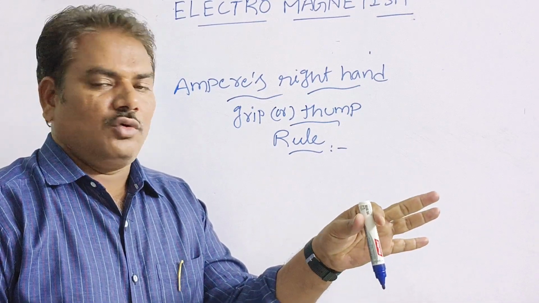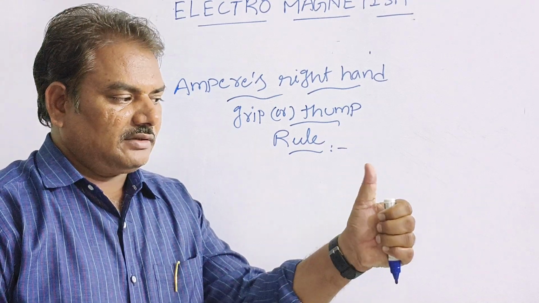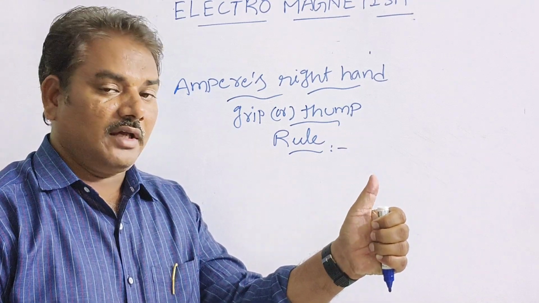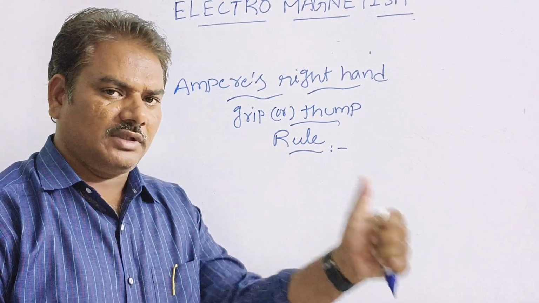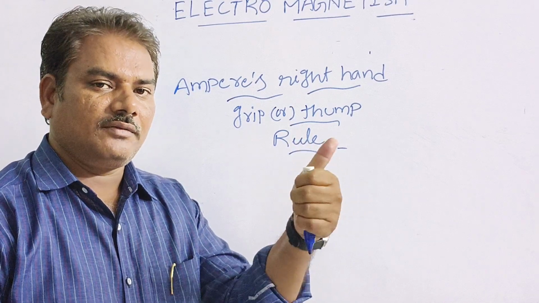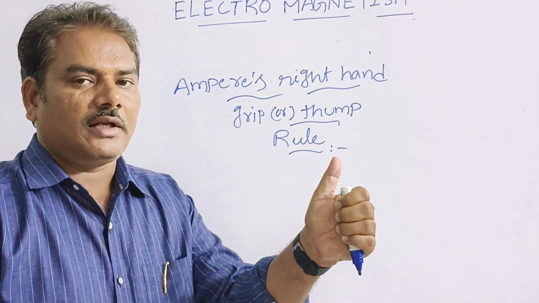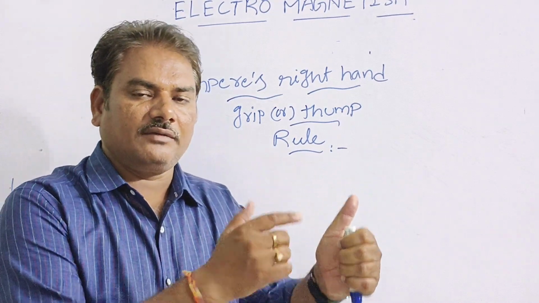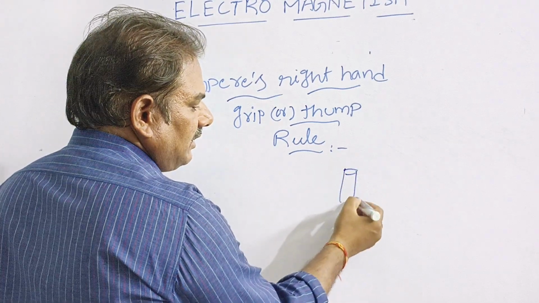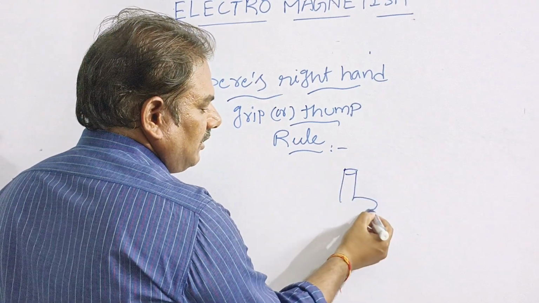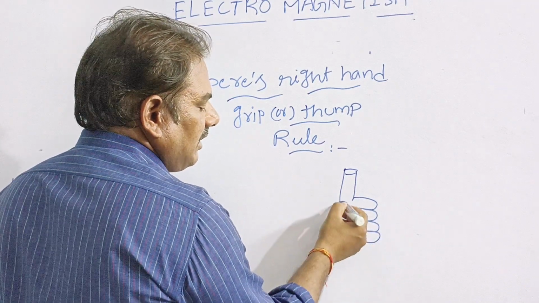So to hold a pen with my hand, this thumb represents the direction of the current. The remaining curling fingers represent the direction of the magnetic field.